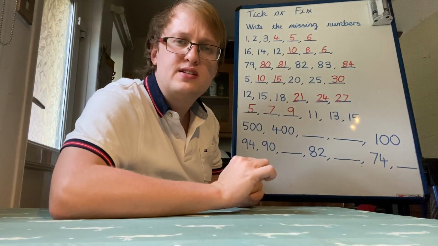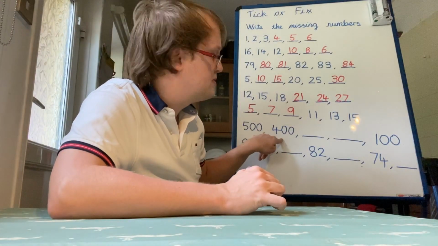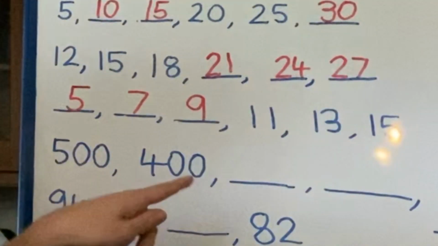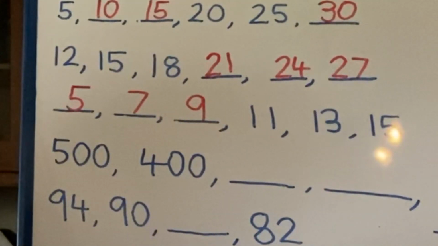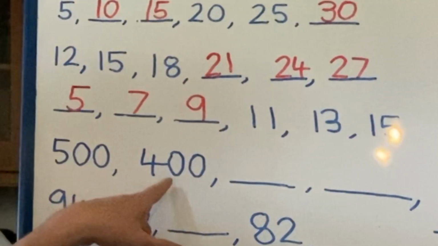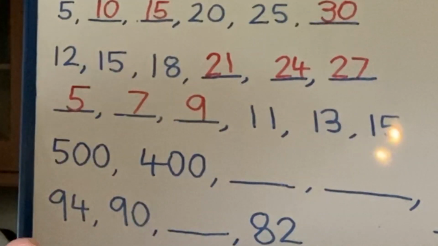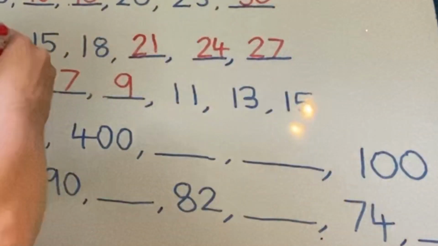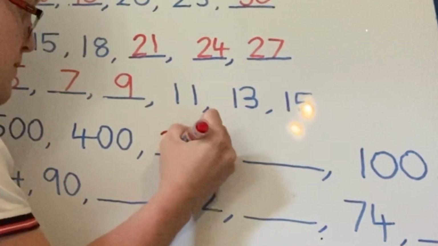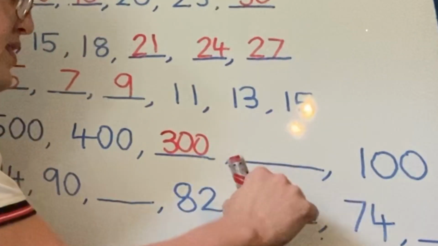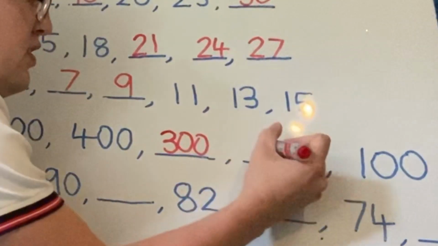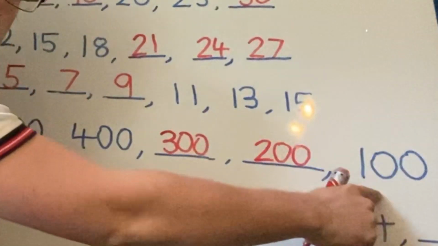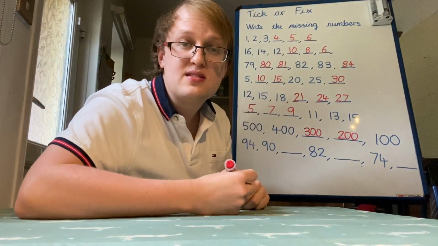Step 4, let's have a look at the difference between two numbers, and we'll focus on two numbers that are next to each other. So 500, 400, the difference is 100, isn't it? 400 is 100 less than 500. So 500, 400, 300. And the next one would be, so 500, 400, 300, 200, 100. And now it's time for our last one.